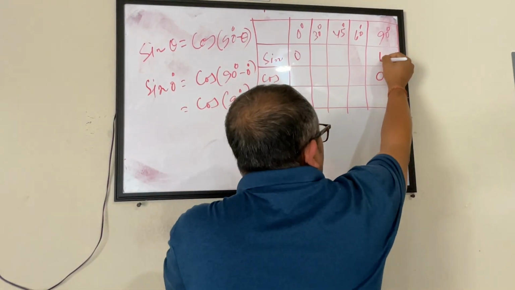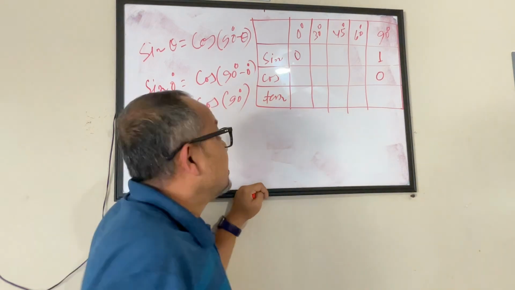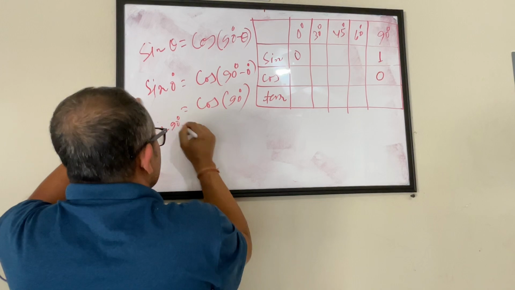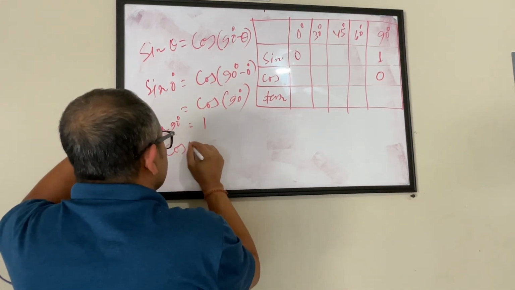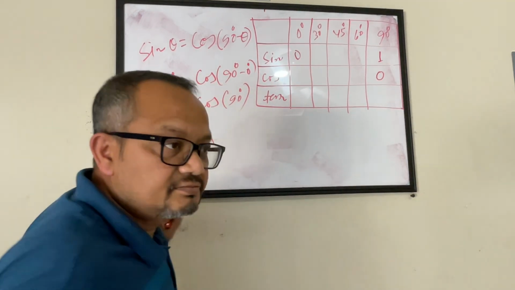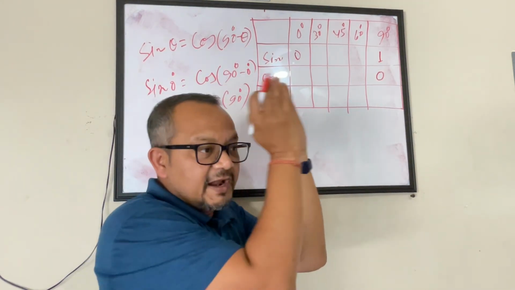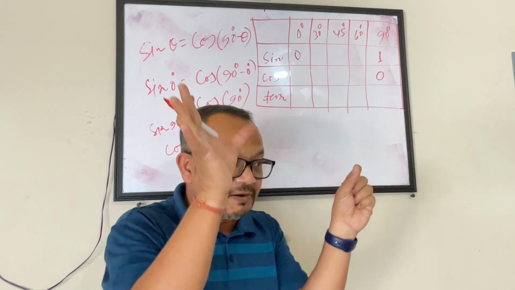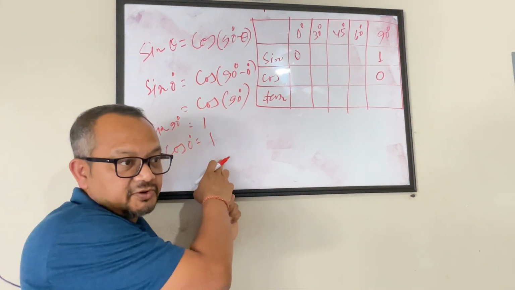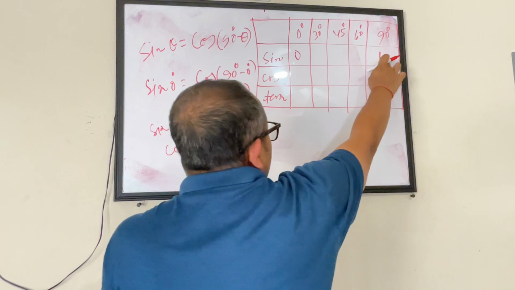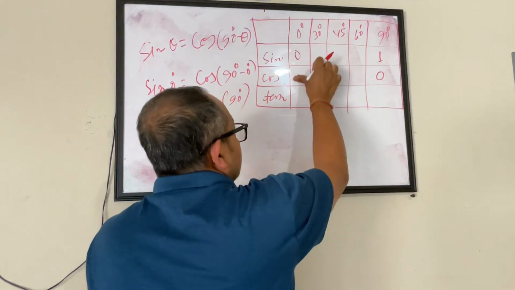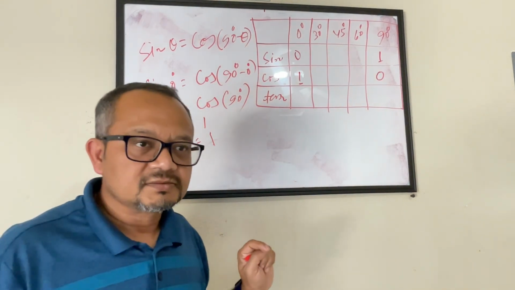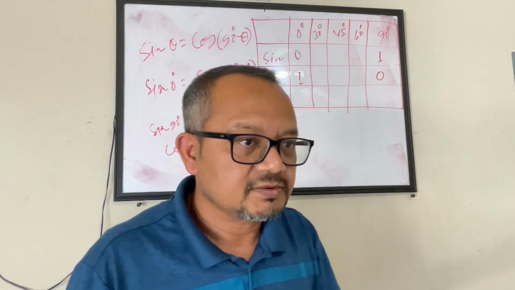Now, next thing that we did was sine of 90 degree was how much? 1. So, if sine of 90 is 1, then cos of 0 will be equal to 1. It's always like whatever is the value for sine theta, subtract that theta from 90 and that will be equivalent to the cos value. So if sine of 90 is 1, cos of 0 degree will be 1. Everybody with me so far? Yes, sir.